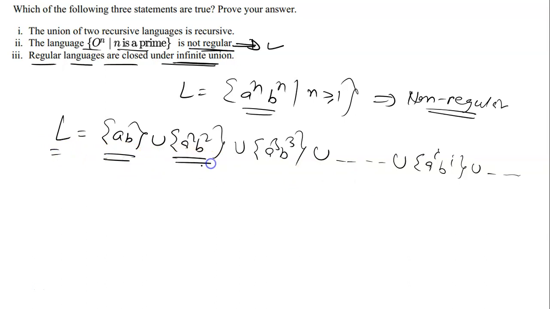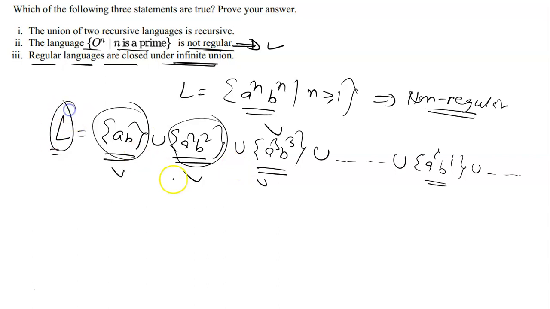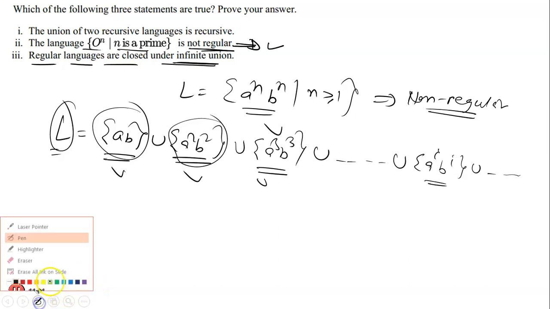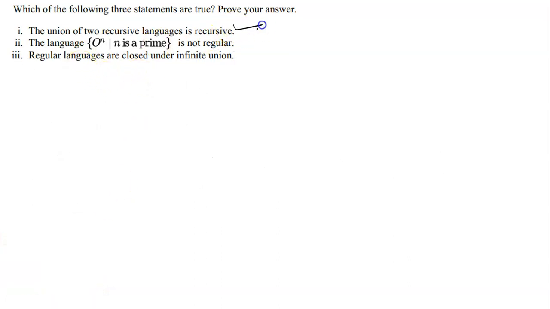Each language is a regular language because each language is finite. Only one string is there in this language, and in this language also only one string. So this is finite, this is finite, every language a^3 b^3 is also finite. Every language is finite and every finite language is regular. So this is regular, this is regular. But their infinite union of regular languages is non-regular. So regular languages are not closed under infinite union. So the answer is: this statement is true, this statement is true, and this statement is false.